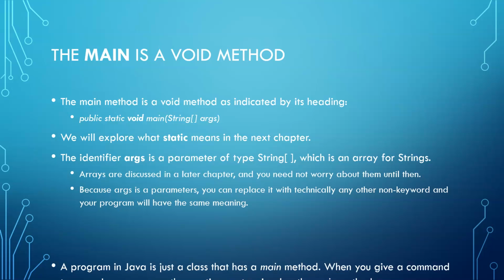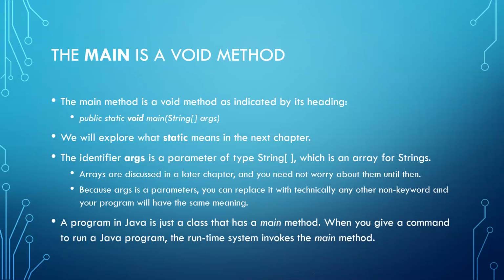All right, as I just mentioned, a program in Java is just a class that has a main method. You have to have a main method in order to run your program, because when you give a command to Java, hey, run this application, what the runtime system is going to actually look for is that main method and invoke that. If it doesn't have a main method, it's like, oh, well, this is just a class. It's not the actual execution.